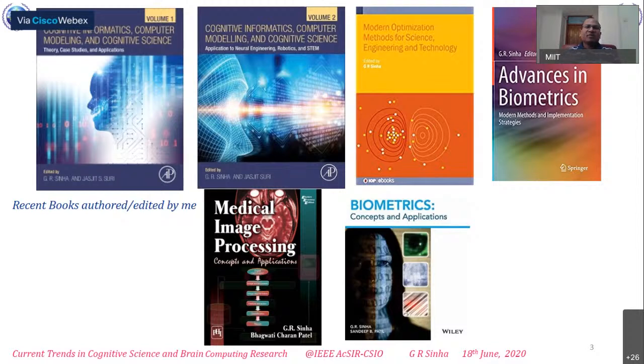This slide is not for marketing my books, but these are the books which have been published recently. I'm just trying to highlight this literature because it is relevant to the topic we have chosen today. The first two books are Cognitive Informatics, Volume 1 and Volume 2. Only 3 to 4 months back, these two volumes were published with Elsevier. Then we'll also be talking about optimization methods. Biometrics is also involved in cognitive science and medical imaging applications, and that was published with Springer. Then there is a book, Medical Image Processing, with Prentice Hall of India, published long back in 2013 as a textbook. And then last year I did some edited books, some four to five books. These are the main books related to today's topic, so I just thought of sharing this.